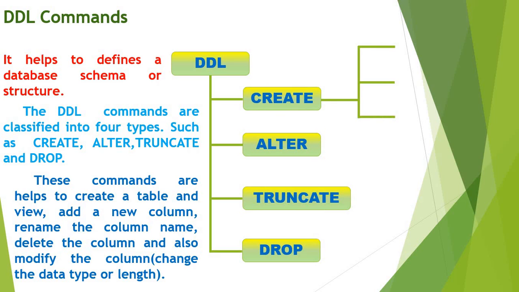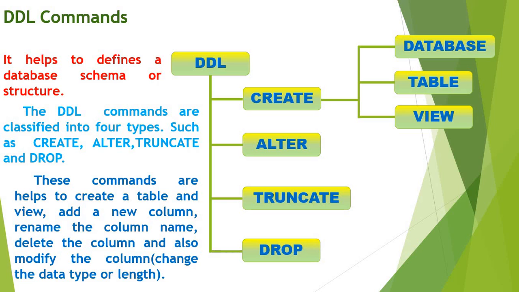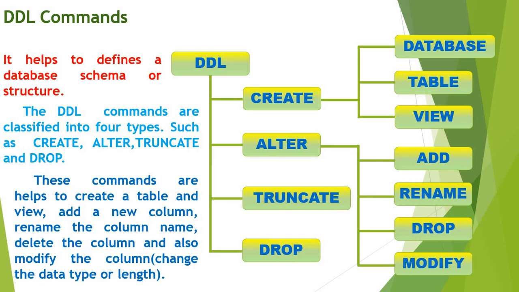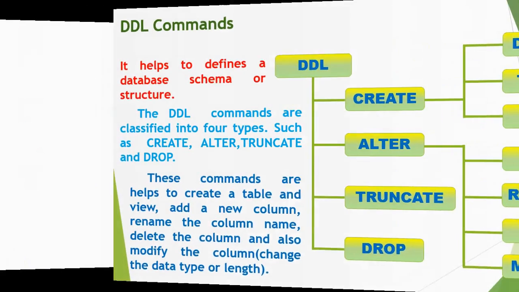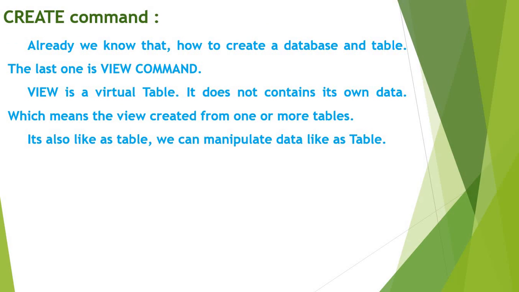With the create command we can create a database, table or view. Already we know how to create a database and how to create a table, so finally only view is left. Today we will discuss view. Then the alter command has four sub-commands: add, rename the column, drop the column and modify the column. By using the create command, we already discussed how to create a table and a database. Today we are going to discuss the view command.